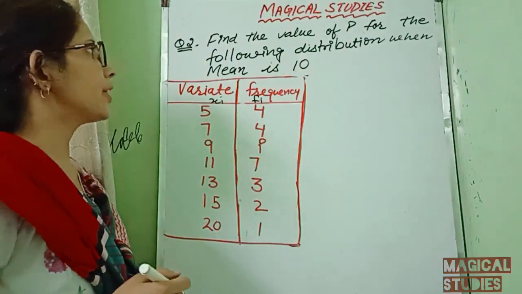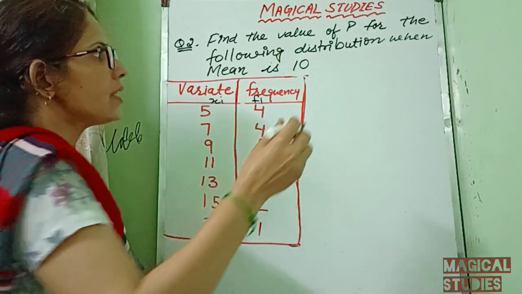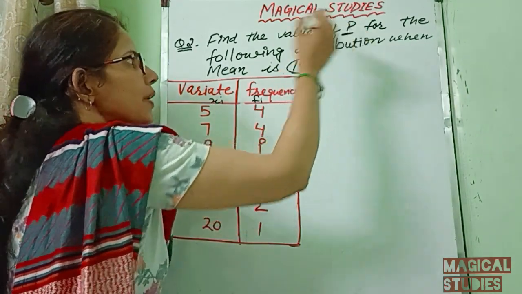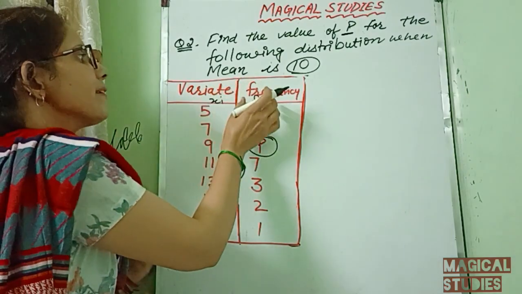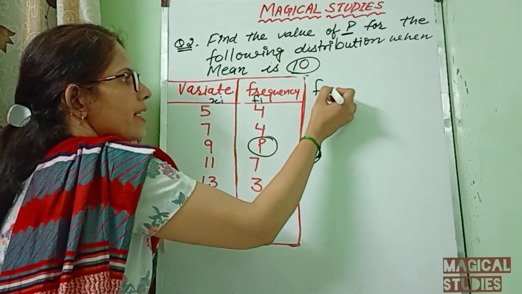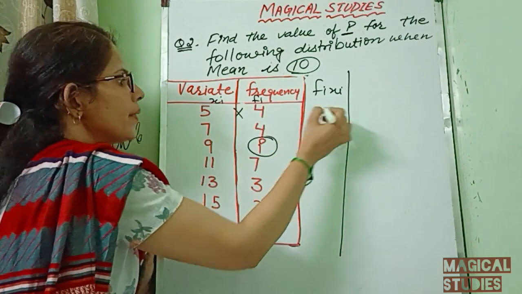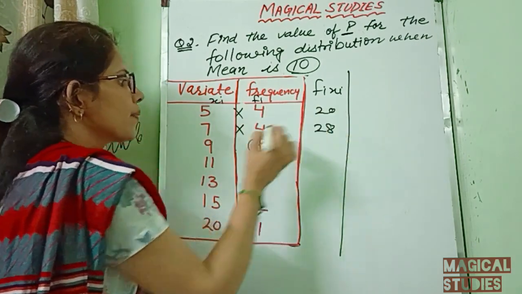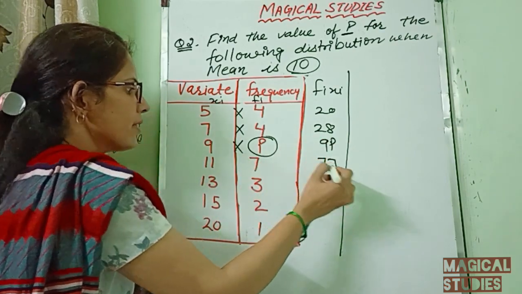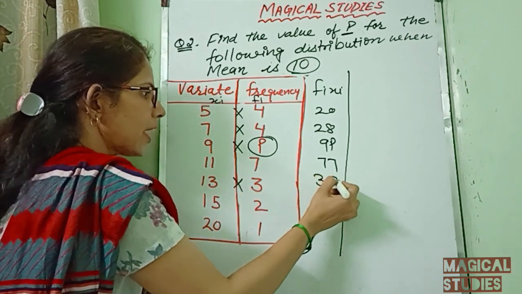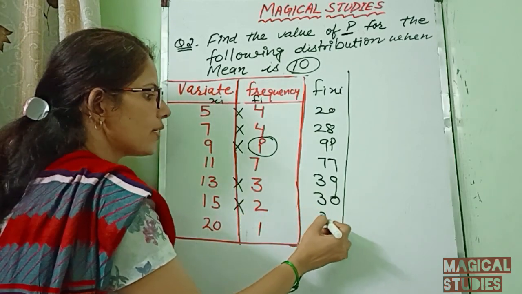Just read the second question here. Find the value of P for the following distribution when the mean is given. Mean is 10 here, and we have to find the value of P. In this case, xi is given, fi is given. Just multiply fi and xi and write down the values. 5 into 4 is 20. 7 into 4 is 28. 9 into P is 9P. 11 into 7 is 77, 13 into 3 is 39, 15 into 2 is 30 and 20 into 1 is 20.